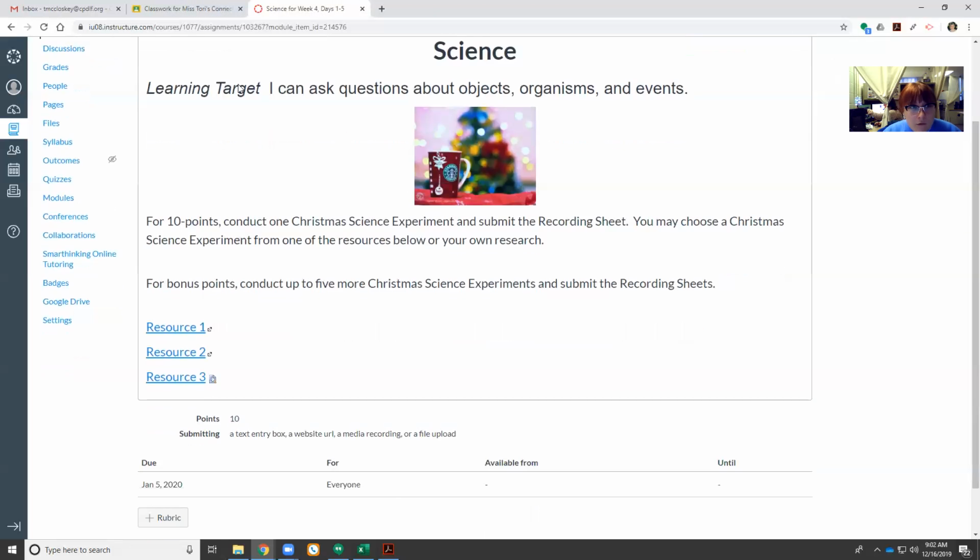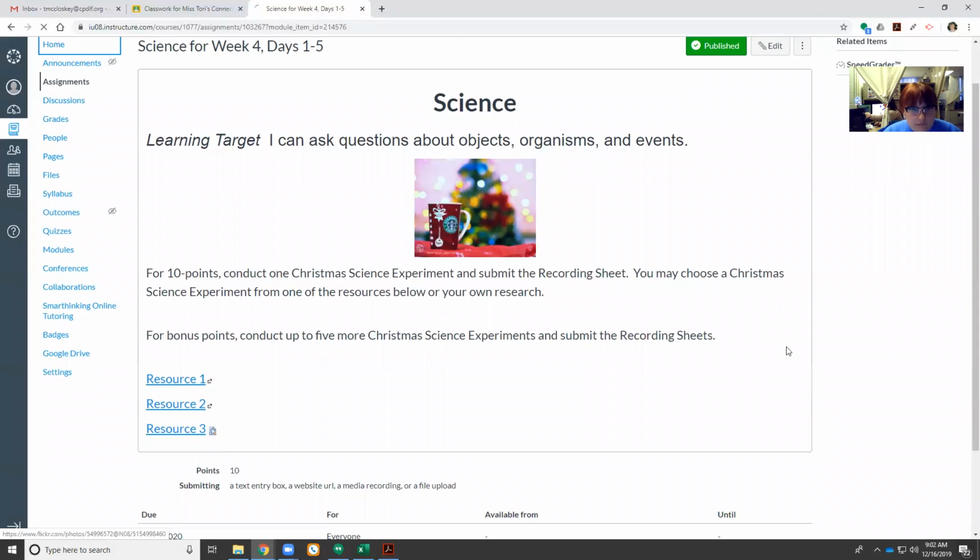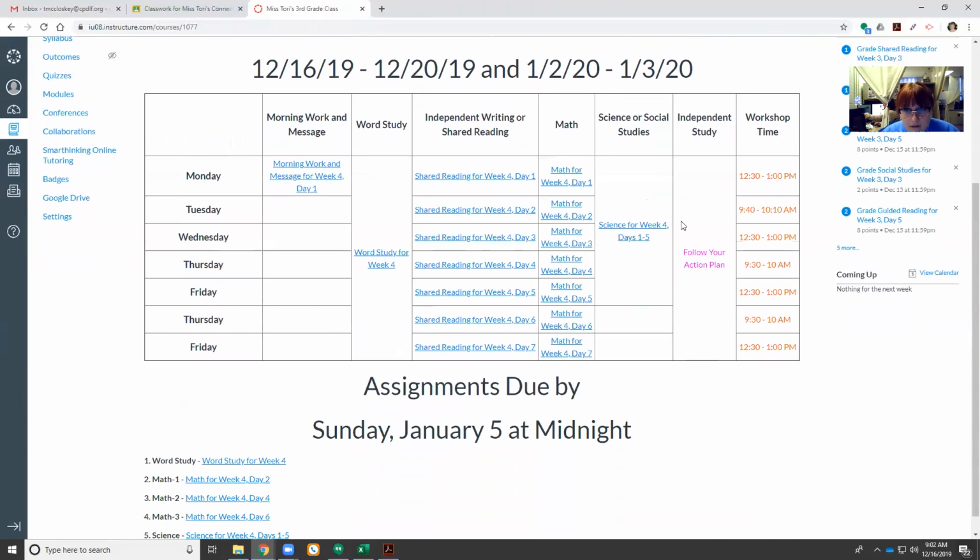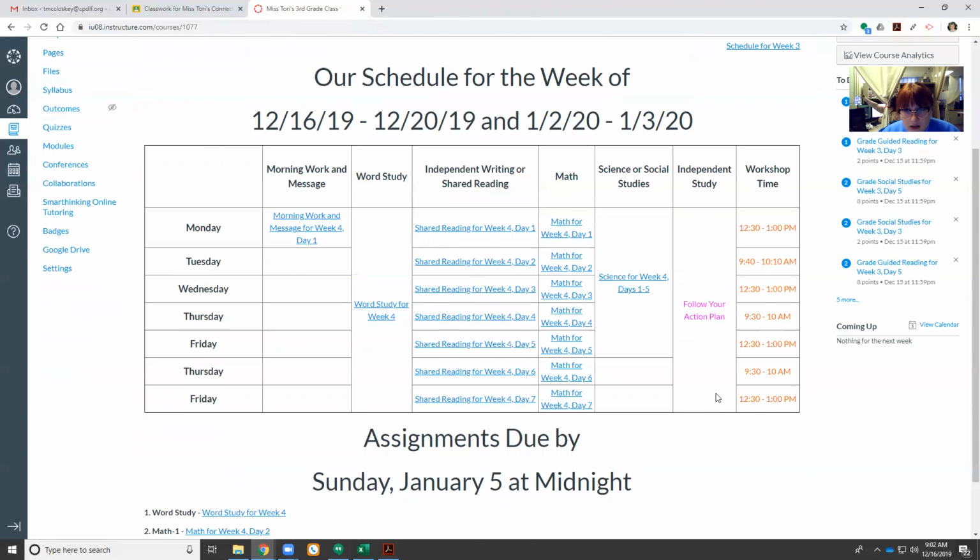And then, of course, follow your action plan for independent study. And then the workshop time: today is 12:30 to 1. Tomorrow's 9:40 to 10:10. Wednesday's 12:30 to 1. Thursday's 9:30 to 10. Friday 12:30 to 1. Next time we come back 9:30 to 10, and then that Friday 12:30 to 1.